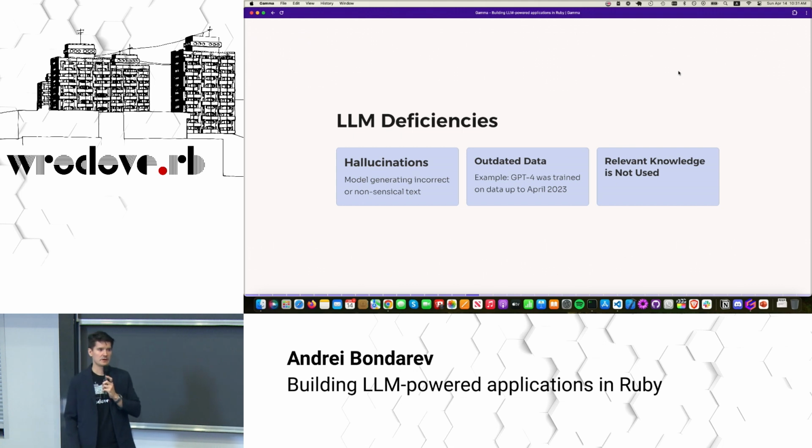So, of course, there's a lot of deficiencies that we've looked at. There's hallucinations, because the models are trained in a snapshot in time. The data gets outdated pretty quickly. So, for example, GPT-4 is trained on data up through April 2023, and in some instances, you want to utilize your proprietary knowledge, and it has no means of knowing that right out of the box.